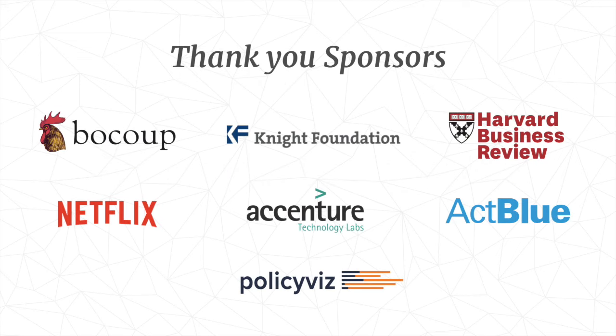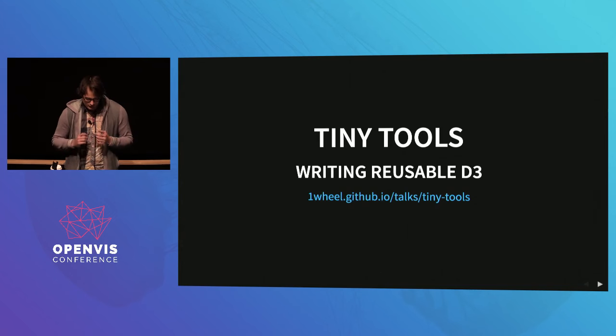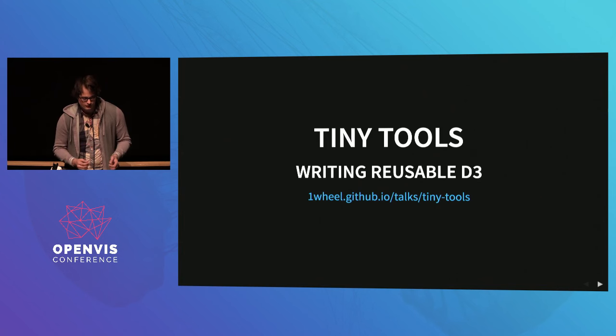So today I'm going to be talking about writing reusable D3. And it's sort of an intrinsically complicated task. We use D3 because it's super flexible. Unlike most charting libraries, you're not stuck using whatever taxonomy of charts the library developer originally envisioned. You can directly encode data into marks on the screen.